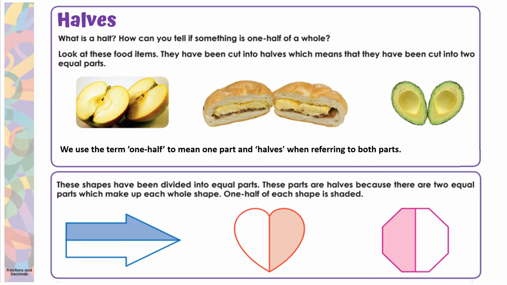Can you see the shapes down the bottom? They've been divided into equal parts. These parts are halves because there are two equal parts to make up the whole shape. One half of each shape has been shaded.